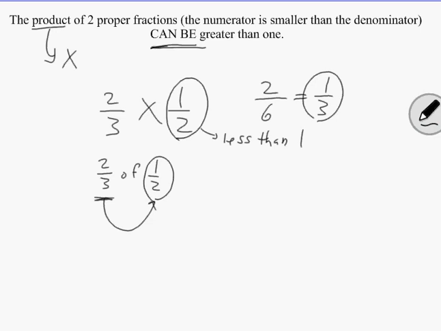So is it possible that you can multiply two fractions together and have something greater than 1? The answer is no, you can't, because you'll always be taking a fraction of a number that's less than 1. So the answer is false.